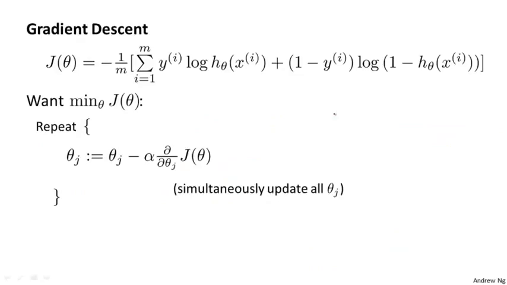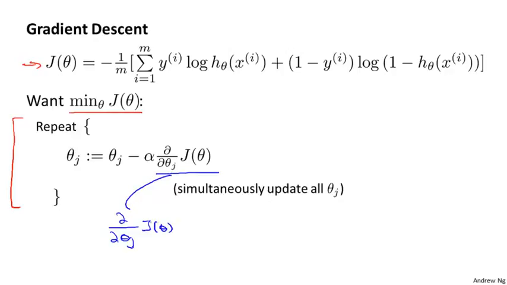The way we're going to minimize the cost function is using gradient descent. Here's our cost function, and if we want to minimize it as a function of theta, here's our usual template for gradient descent, where we repeatedly update each parameter as itself minus the learning rate alpha times this derivative term. If you know some calculus, feel free to compute the derivative yourself and see if you can simplify it to the same answer that I get.